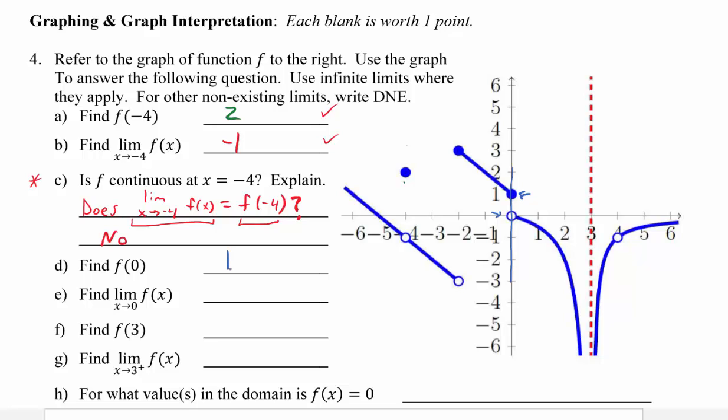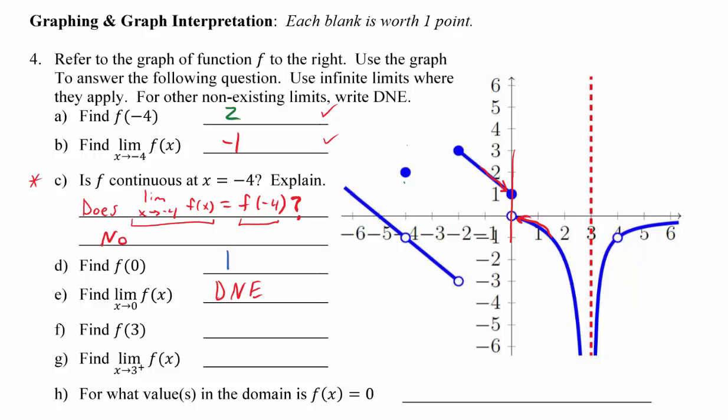Now, what is the limit as x approaches 0? So as we approach this line, x equals 0, from the left, we follow our function. It looks like we get 1. And from the right, if we follow our function, we get 0. So they do not agree. We say the limit does not exist.